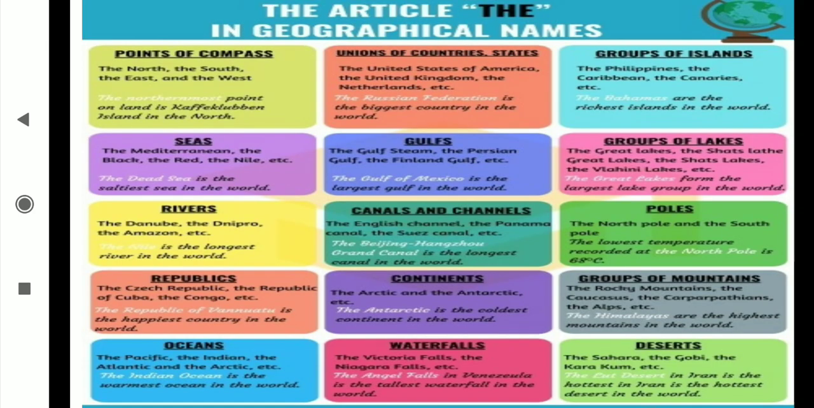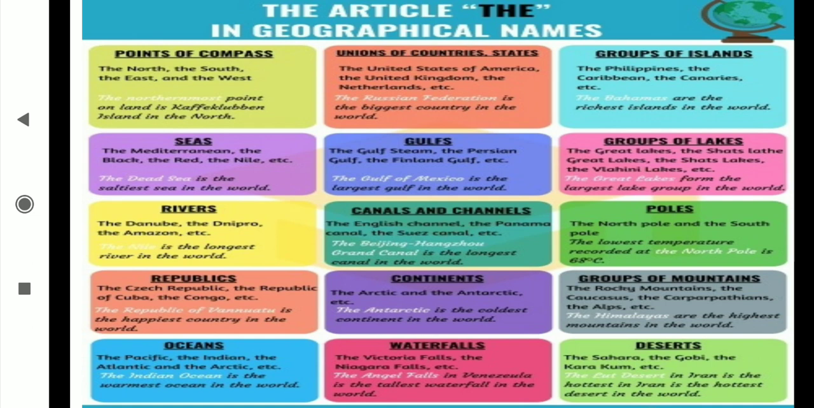Now see some rules. The article the in geographical names. Points of the compass: the north, the east, the south, the west. Unions of countries and states: the United States of America, the United Kingdom, the Netherlands. Groups of islands: the Philippines, the Caribbean, the Canaries. Seas: the Mediterranean, the Black, the Red, the Nile, because these are particular, only one in the world. Gulfs: the Gulf Stream, the Persian Gulf, the Finland Gulf.